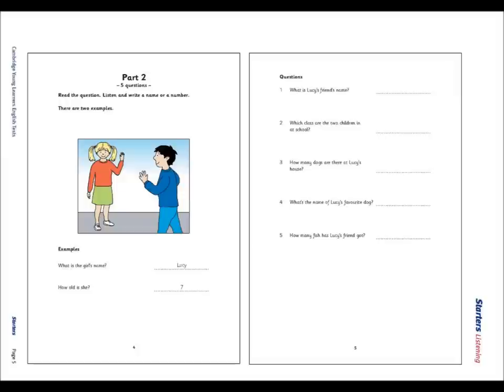Five. And has your friend got any animals? Yes. He's got some beautiful fish. Fish? How many? He's got 12. 12 fish? Yes.